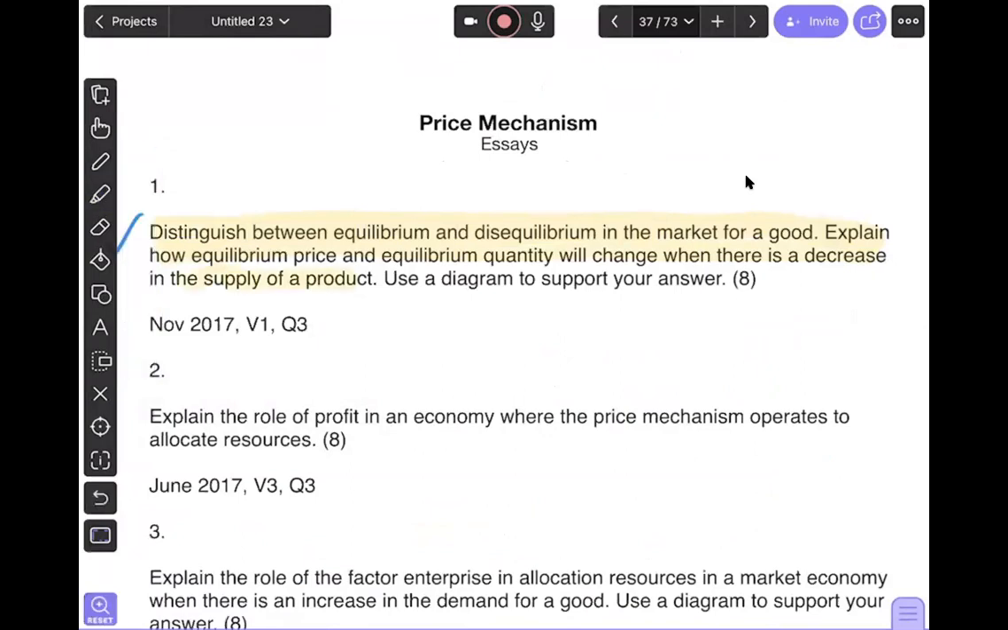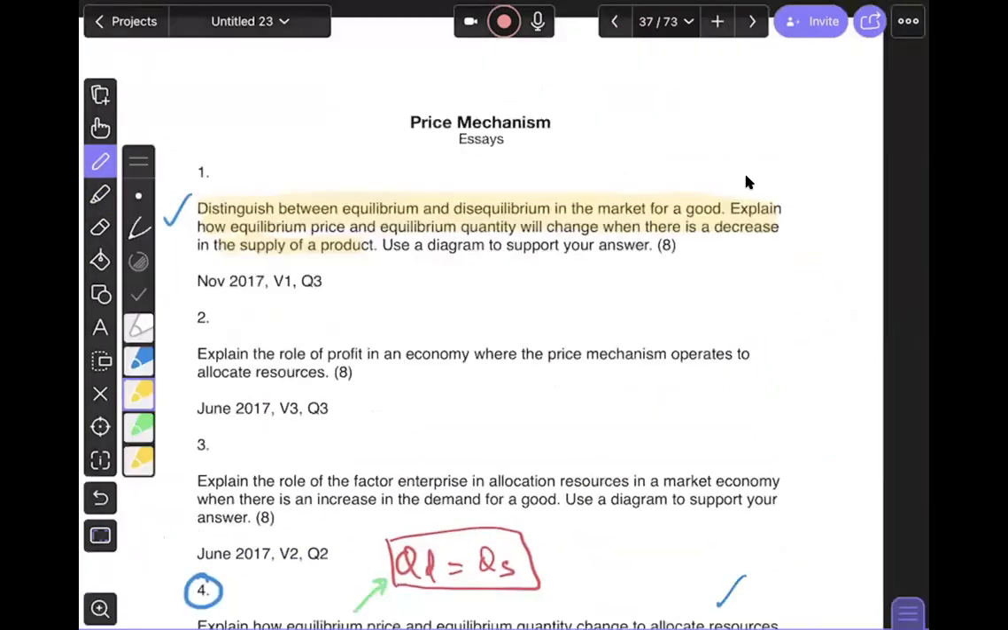In this question, first I will talk about why a decrease in supply happens.